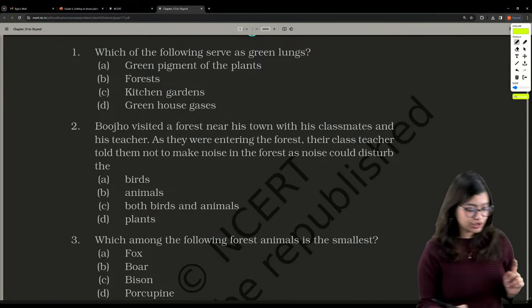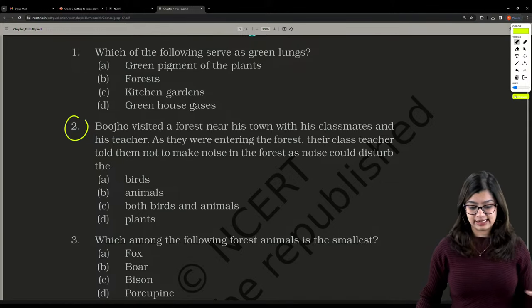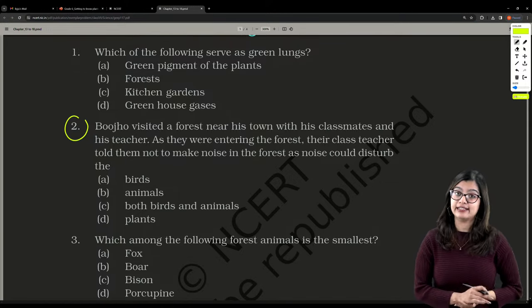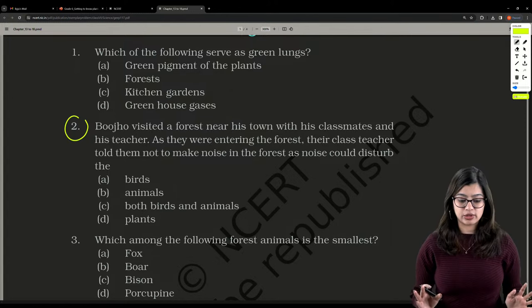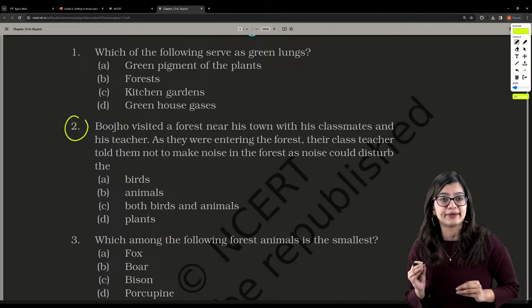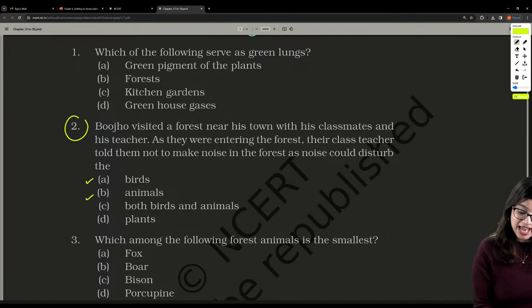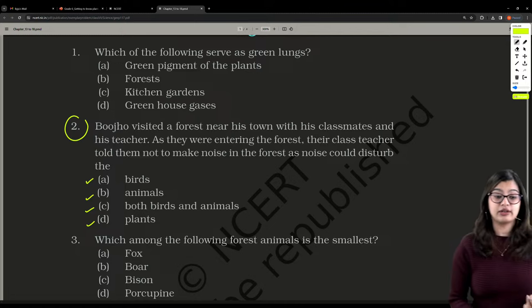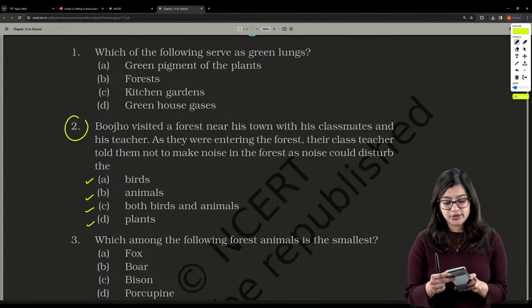Question number two is on our screens now. Byju visited a forest near his town with his classmates and his teacher. As they were entering the forest, their class teacher told them not to make noise, as the noise could disturb someone. Who will it disturb? Will it disturb the birds, the animals, or the plants? Or both birds and animals, or the plants? What will it disturb?